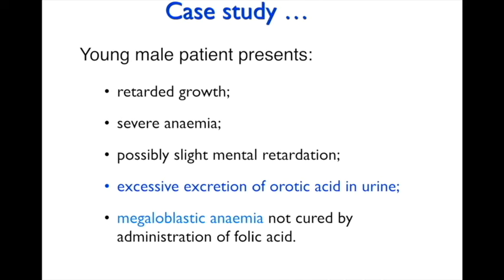Okay, so this is a little case study here. A young male presents with these symptoms here: retarded growth, anemia, mental retardation, and so on. The key thing here is excessive excretion of orotic acid in urine. So how does this come about? Also, this young man displays megaloblastic anemia, which is not cured by folic acid. Normally, a deficiency of folic acid causes megaloblastic anemia, because without folic acid, you can't make TMP, because tetrahydrofolate is low. And the red blood cells, they don't mature properly, and that causes the megaloblastic anemia.